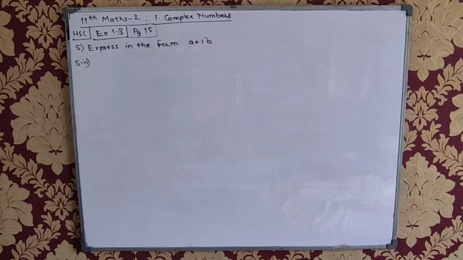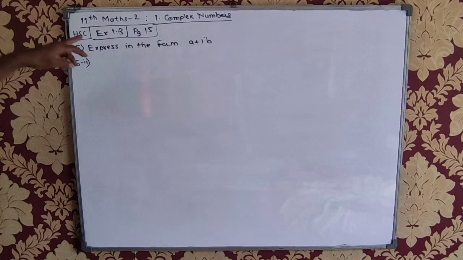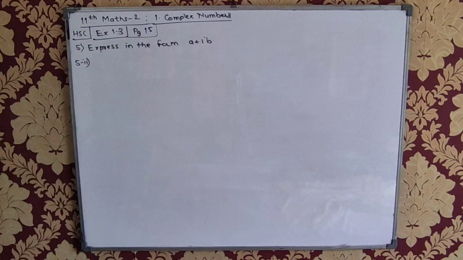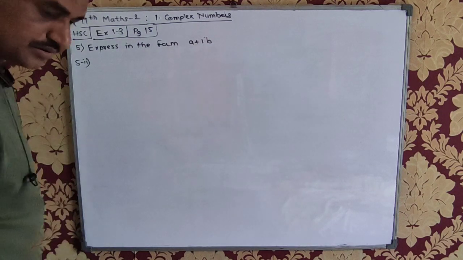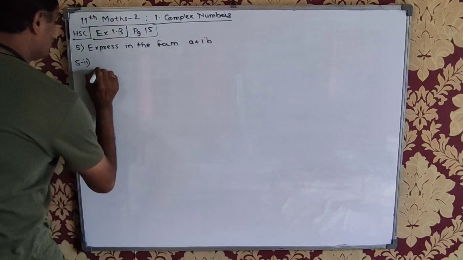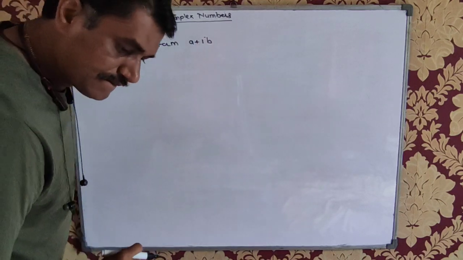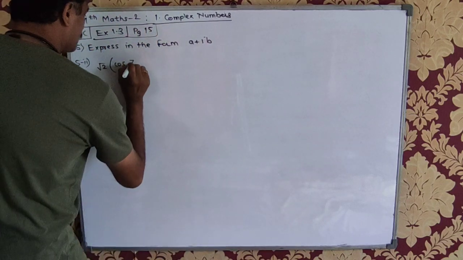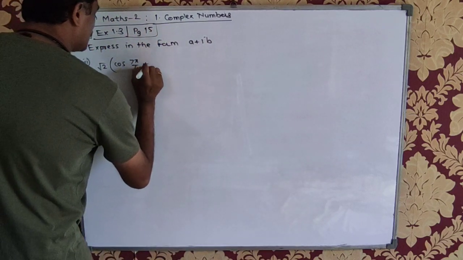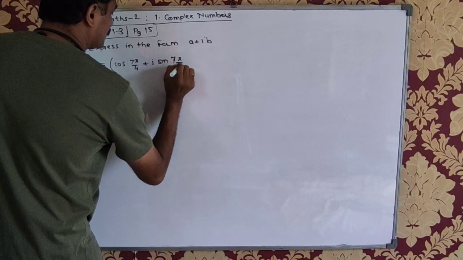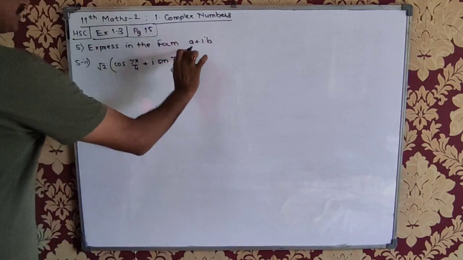11th Maths 2, first chapter, complex numbers, exercise 1.3 from the HSC book, page number 15. Question number 5, express in the form a plus ib. The complex number is given as root 2 into cos of 7 pi by 4 plus i times sine of 7 pi by 4. And we have to express it in this form.